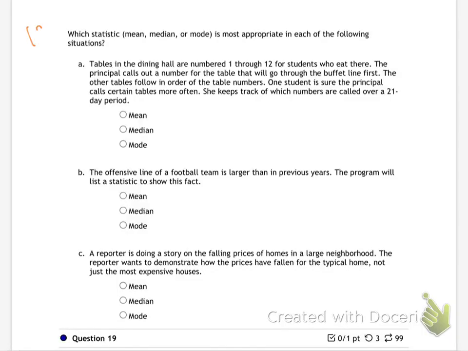Okay, so number 18. Which statistic, mean, median, or mode, is most appropriate? Yeah, that's a good question. So the tables in the dining hall are numbered 1 through 12. The principal calls out a number for a table that will go through the buffet line first. The other tables follow in order of the table numbers. One student is sure the principal calls certain tables more often. More often? Mode. It's how often the numbers occur.